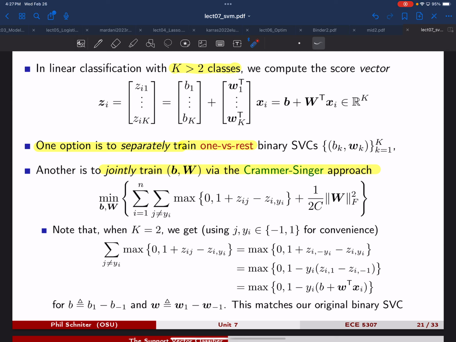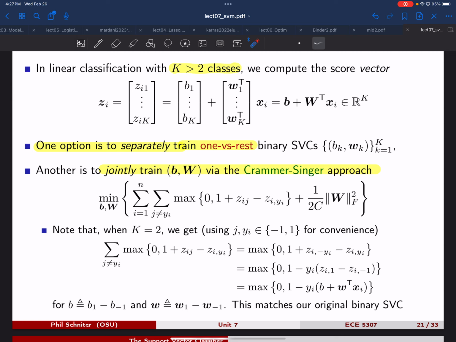Whether it's worthwhile to use it or not really depends on how much computational power you have and all of that. So these are all things you can play with in the final project if you're working on this. Okay, so that's basically the multi-class SVC. 2 options, one versus rest or this other joint design approach. Okay, any questions on that?